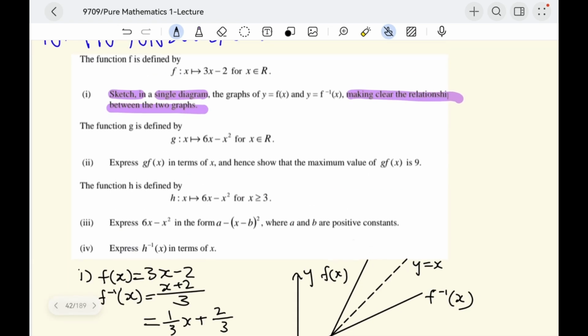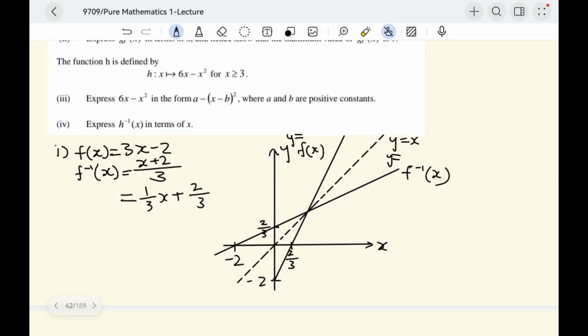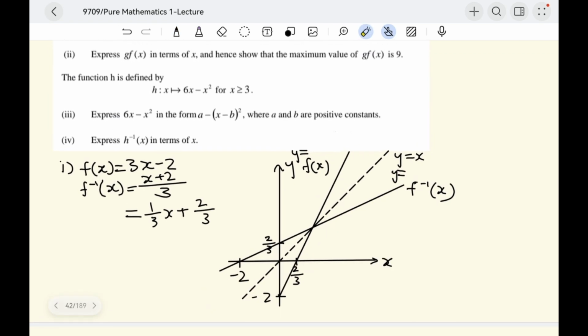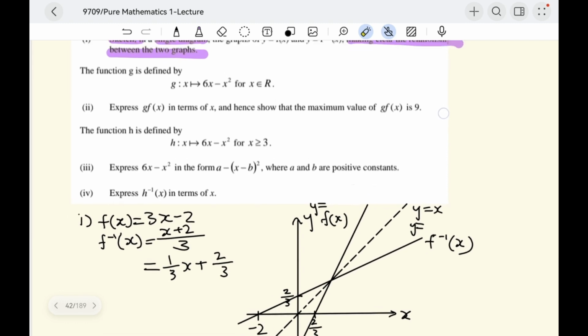So, after you have drawn the graph y equals f(x) and y equals inverse f(x), it's time for us to make clear the relationship by drawing a borderline y equals x. So what does it mean? It means that any coordinate from here, its x coordinate and y coordinate will swap after it converts into inverse f(x). Okay, so that's the declaration.